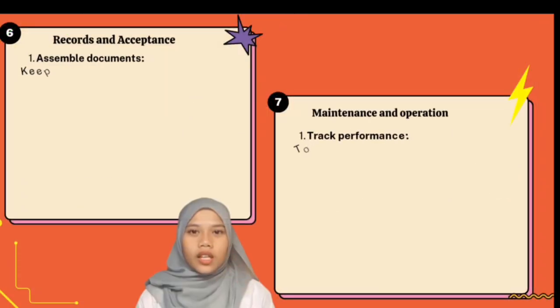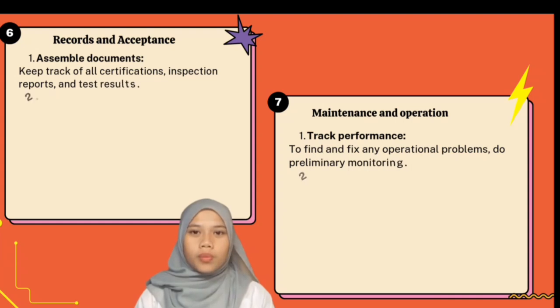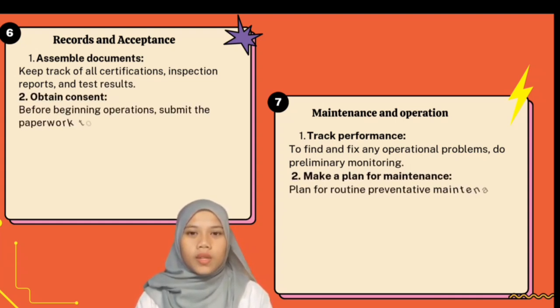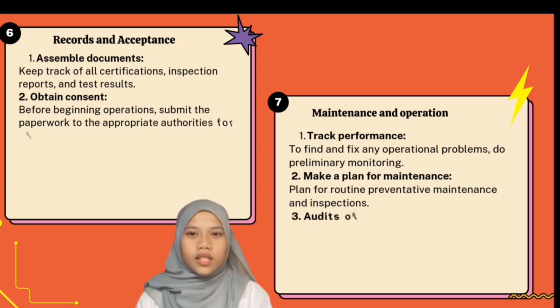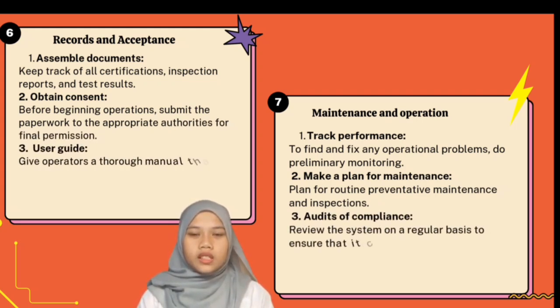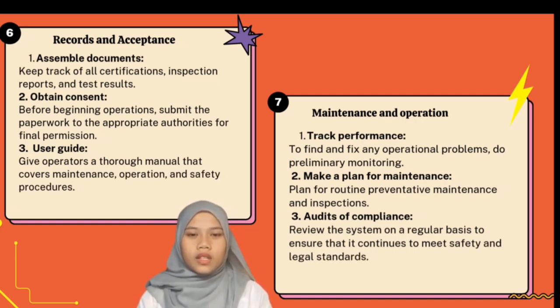Number 6, records and acceptance. Assemble documents: keep track of all certifications, inspection reports, and test results. Obtain consent before beginning operation. Submit the paperwork to the appropriate authorities for final approval. User guide: give operators a thorough manual that covers maintenance, operation and safety procedures.